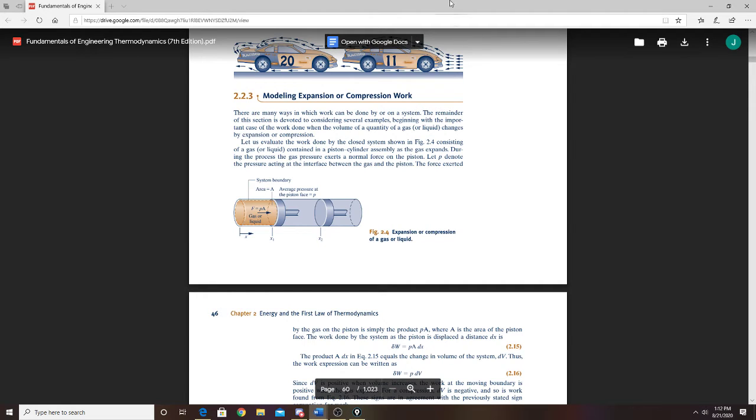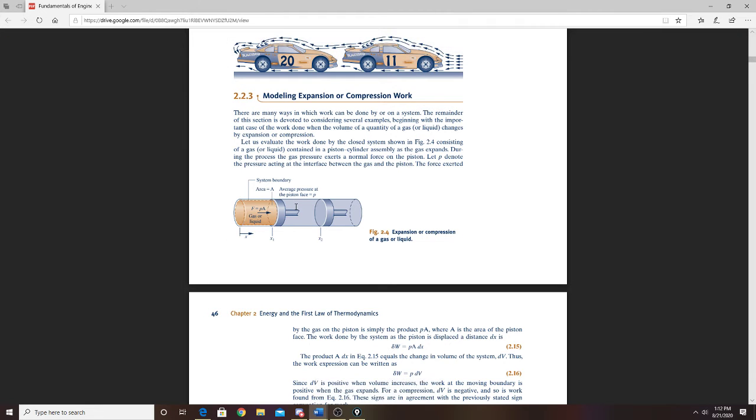So right here we have modeling expansion or compression work. It says there are many ways in which work can be done by or on a system. The remainder of this section is devoted to considering several examples, beginning with the important case of work done when the volume or quantity of a gas or liquid changes by expansion or compression. So it says, let us evaluate the work done by a closed system shown in figure 2.4, which is this right here, consisting of a gas or a liquid contained in a piston cylinder assembly as the gas expands.